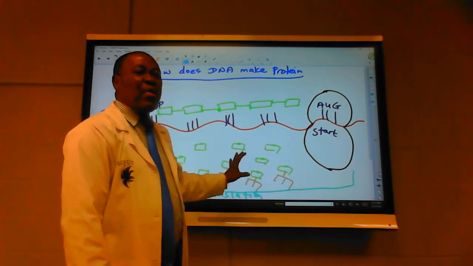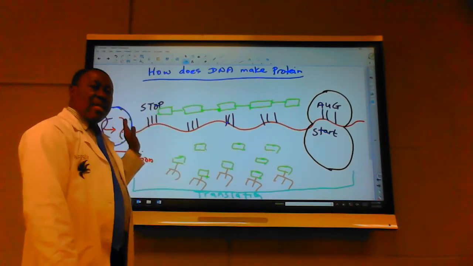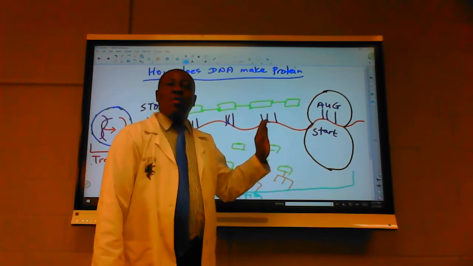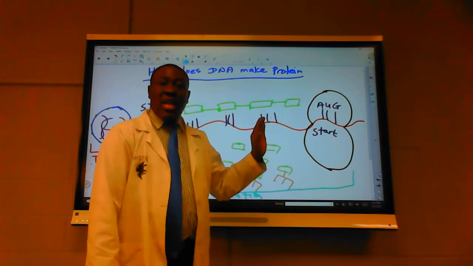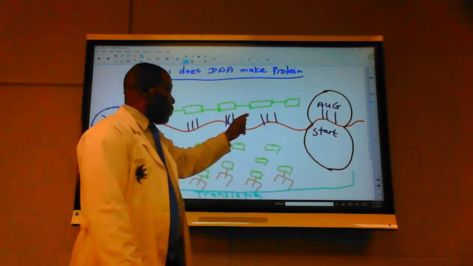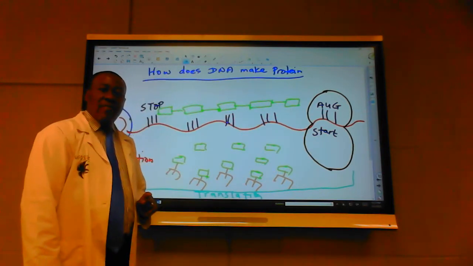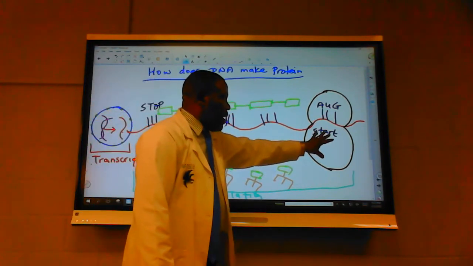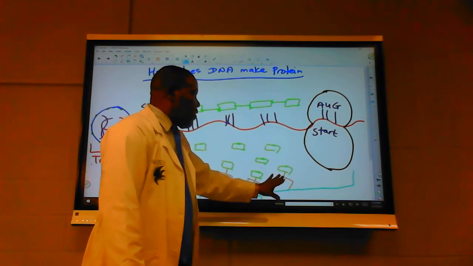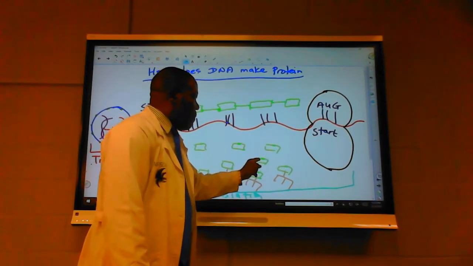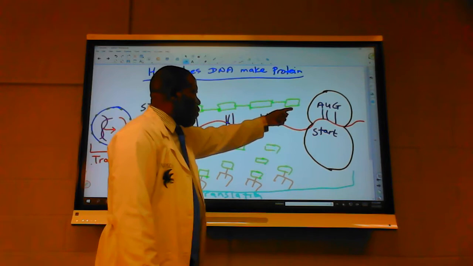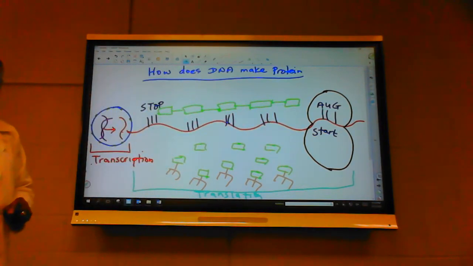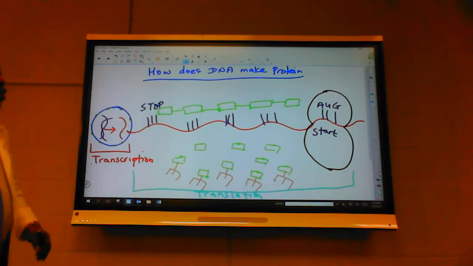You got to interpret the message that came from DNA. All right? Who's going to translate it? Two important structures are involved: ribosome and tRNA. So the ribosome reads the message, sends the information to tRNA. tRNA picks the correct amino acid, brings it to the ribosome, and then puts them together, and bingo, you have a protein.